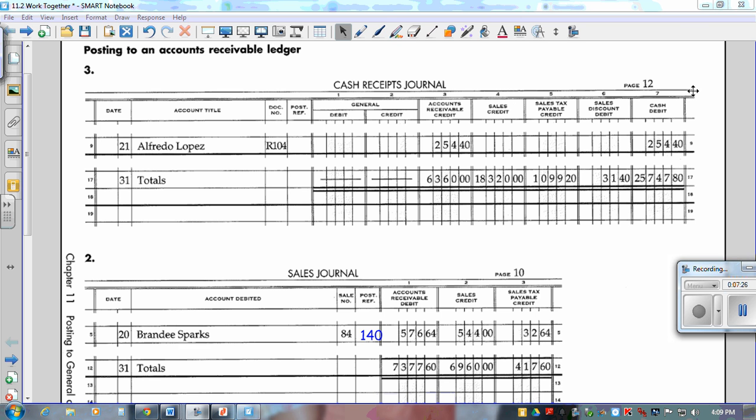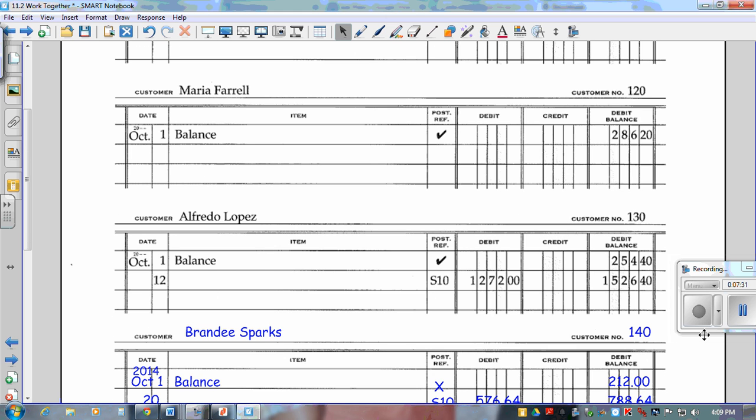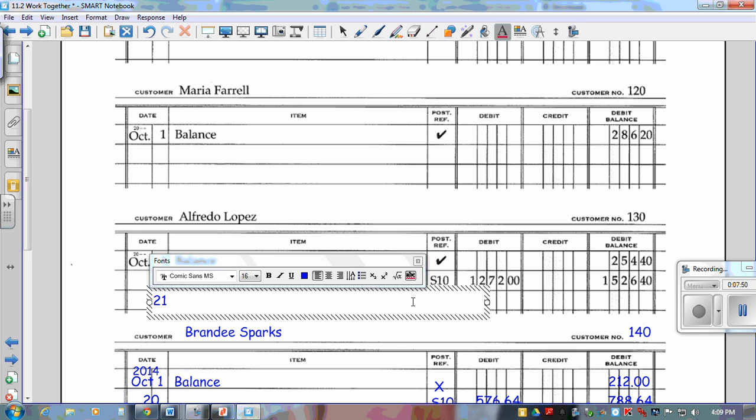So cash receipts journal, page 12. Coming over here, I'm going to find Alfredo Lopez, and we're ready to enter this one. So Alfredo Lopez's event happened on the 21st. Come down here and type the 21st. I'm going to go on across. This time I'll get the post reference while we're there. What is my post reference? Well, it came from the cash receipts journal, so it's going to be a CR. And the cash receipts journal was page 12.